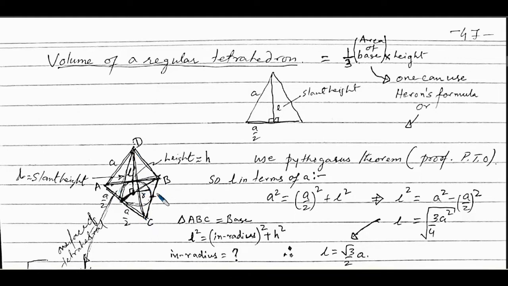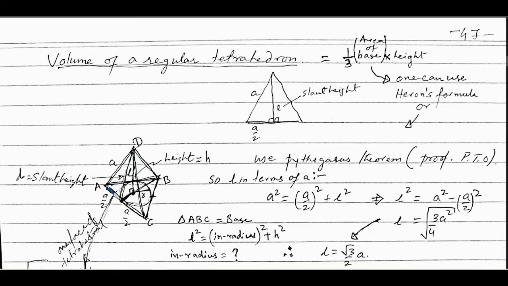This is the base. A, B, C is the base. And this is a tetrahedron. This is one face on the right hand side. This is one face on the left hand side, and A, D, B is the back side. So they are all of the same length here.